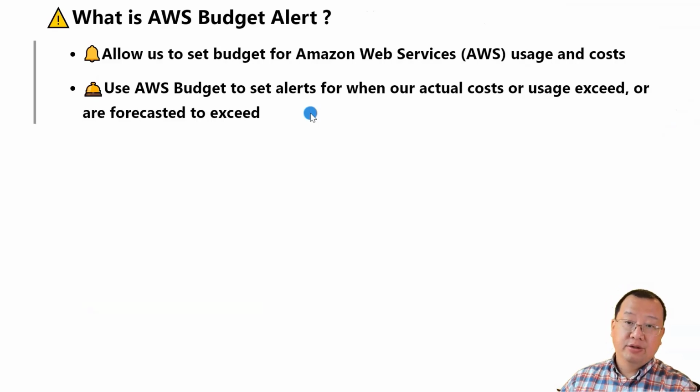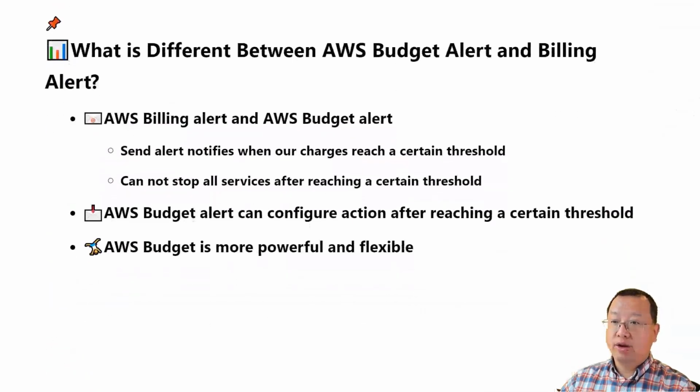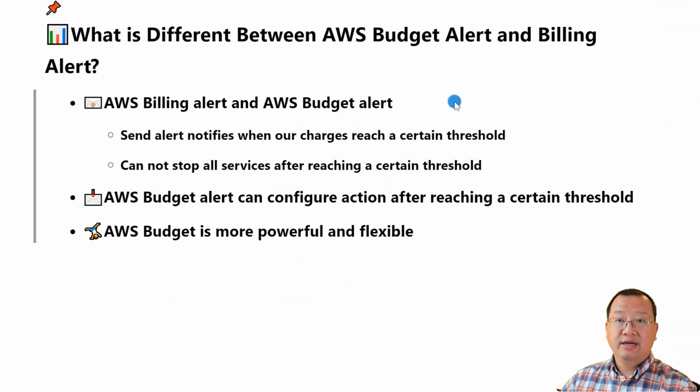You may have a question: what's the difference between AWS Budget Alert and Billing Alert? We move to the next topic to answer your question. AWS Billing Alert and Budget Alert can send alert notifications when our charges reach a certain threshold, but they cannot stop all services after reaching a certain threshold. AWS Budget Alert is able to configure actions after reaching a certain threshold, such as stopping an EC2 instance or database. AWS Billing Alert cannot do it.